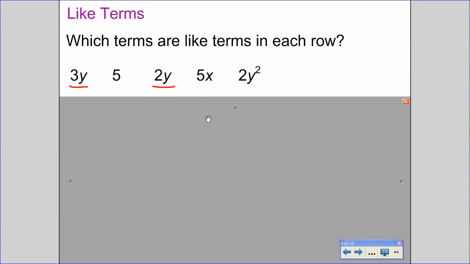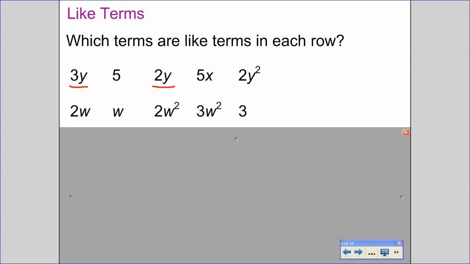Let's try another one. There are 2 sets of like terms in this example. The first set that I see is 2w and w. Those both have w to the first power. The other set is 2w squared and 3w squared. Notice how I changed colors when I was identifying my like terms?